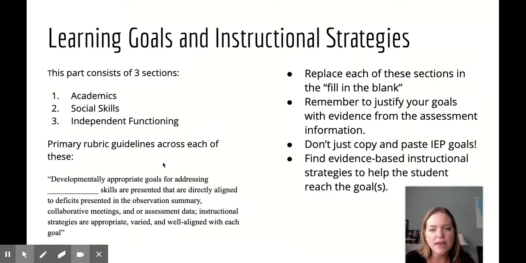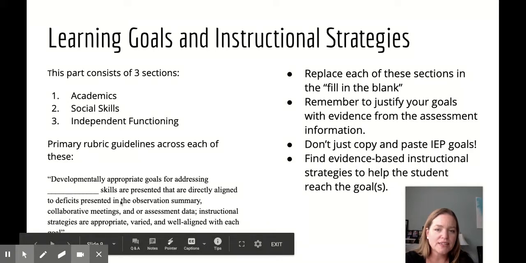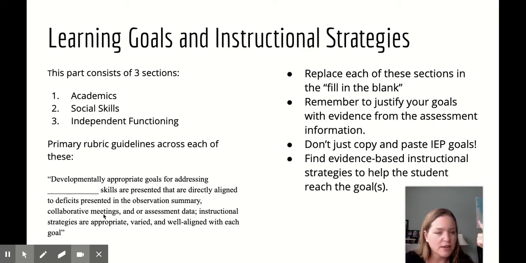But basically, within that section, you include developmentally appropriate goals for addressing that area, whether it's academics, social skills, or independent functioning, that are directly aligned to the deficits presented in your earlier sections of observation summary, collaboration, and/or the assessment data that you included. With those goals, you also need to include instructional strategies that are appropriate, varied, and well aligned with each goal.